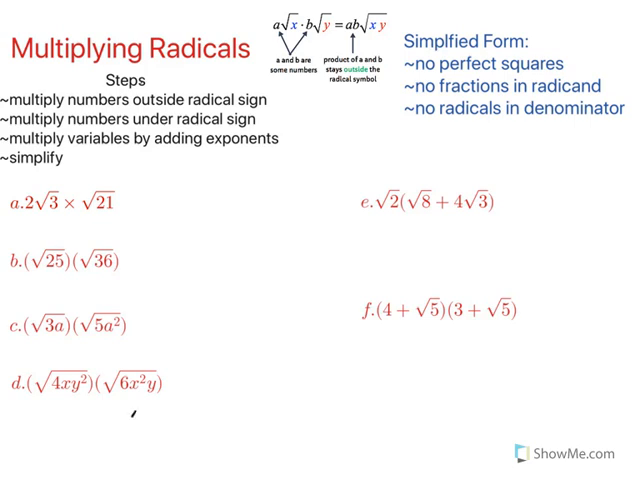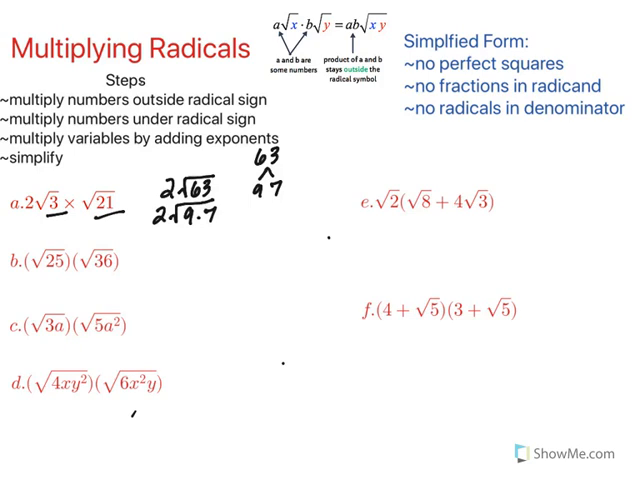Since there's only one number on the outside of the radical sign for both of these terms, I'm just going to rewrite the 2, and then I'm going to move on to that next step, which is to multiply the terms on the inside. So I'm going to multiply 3 and 21. 3 times 21 gives me 63. Now I want to begin the process of simplifying. The square root of 63 is not yet simplified because I can simplify 63. 63 can break up into 9 and 7, where 7 is prime and 9 is a perfect square. And so I can rewrite this as 2 square roots of 9 times 7.